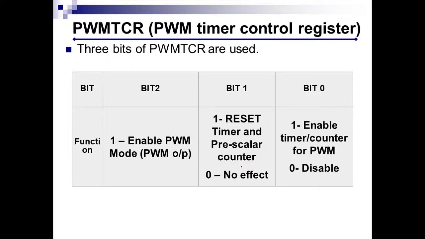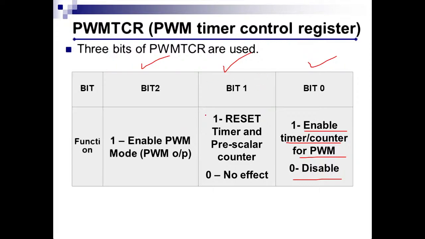3 bits of PWM TCR are very useful, in fact. How are we going to utilize this PWM for that purpose? We have bit 0, bit 1 and bit 2. If bit 0 is 1, it will enable the timer counter for PWM. If it is 0, it will disable the timer counter for PWM. You can use the timer counter even without PWM, but if you want to use your timer and counter for PWM purposes, then you have to set this bit to 1.